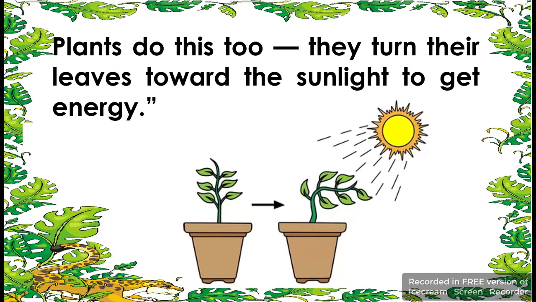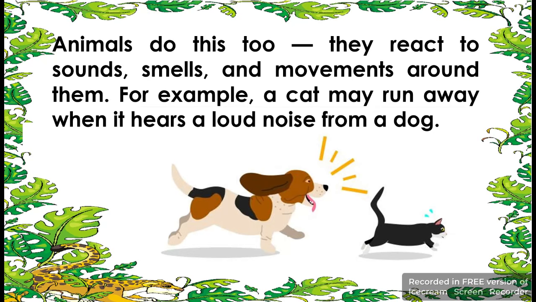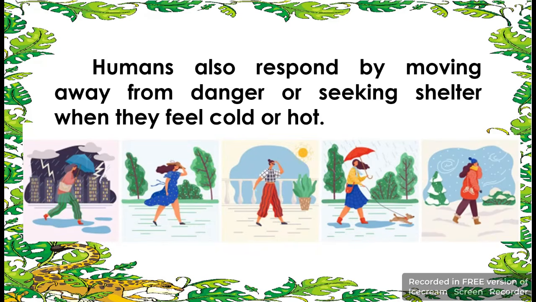Here are the following examples. Plants do this too. They turn their leaves toward the sunlight to get energy. Animals do this too. They react to sounds, smells, and movements around them. For example, a cat may run away when it hears a loud noise from a dog. Humans also respond by moving away from danger or seeking shelter when they feel cold or hot.